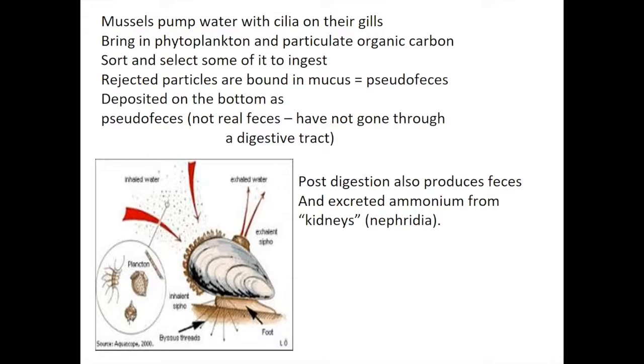Pseudofeces are particles that have not gone through the digestive tract. They look like feces, but they're not. These are just flushed from the valves and deposited on the bottom. Now, post-digestion also produces feces and excreted ammonium from their kidneys, or nephridia. So they are putting organic matter that is nutrient-rich on the sediment, both through pseudofeces, the particles that they don't want to eat, and then the post-digestion result of what they did eat, both feces and excreted ammonia.